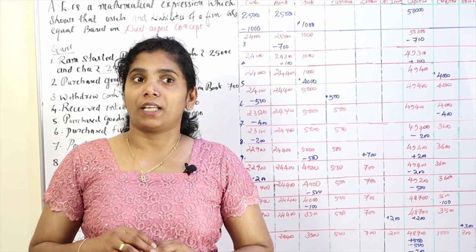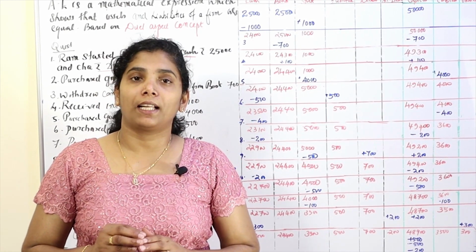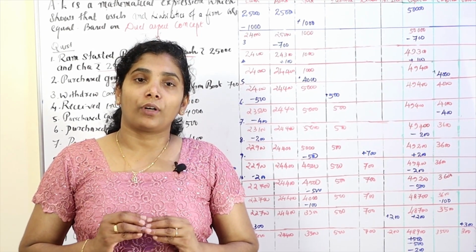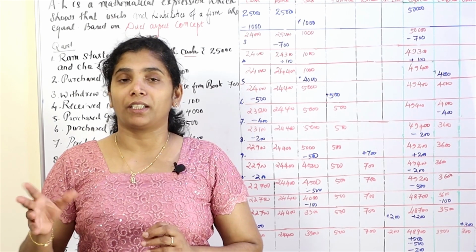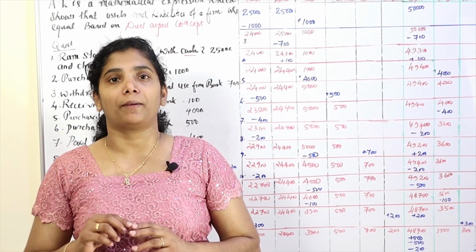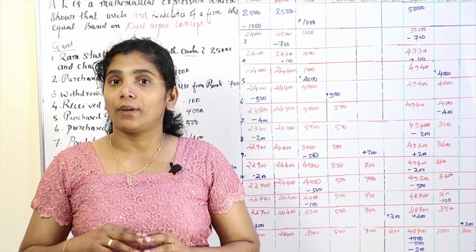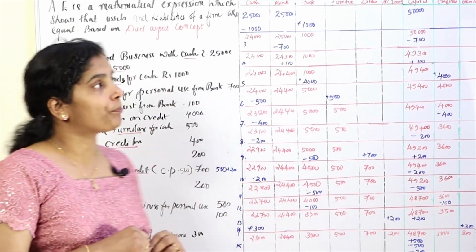So, the accounting equation is based on one equation: assets equal liabilities plus capital. So, total assets equal total liabilities. Liabilities are split into two: outside liabilities plus capital. So, assets equal liabilities plus capital. Let me explain.